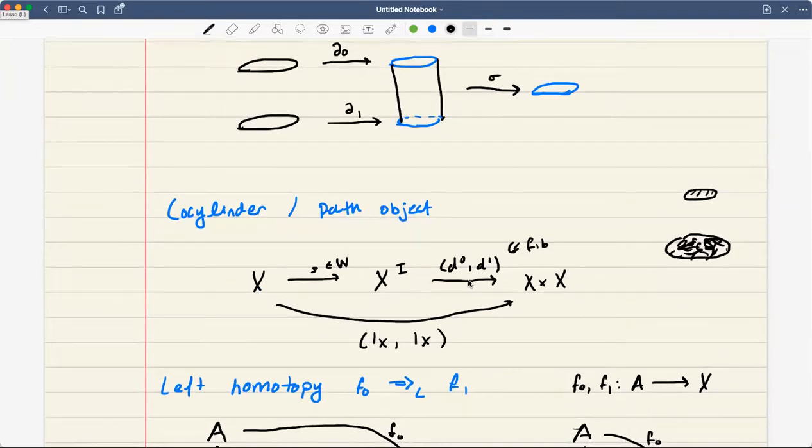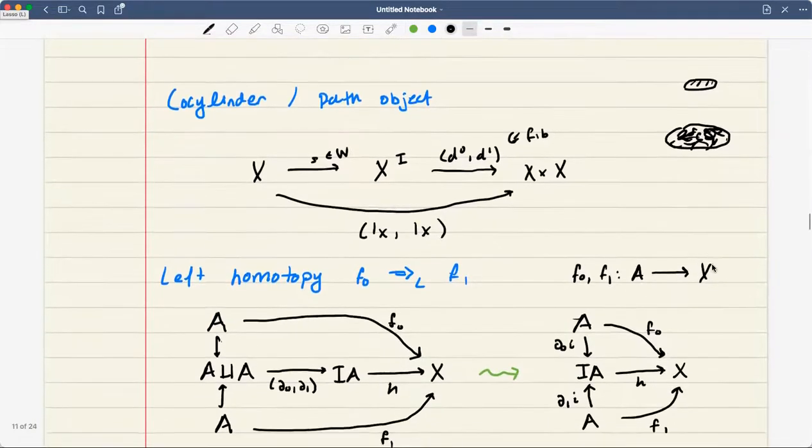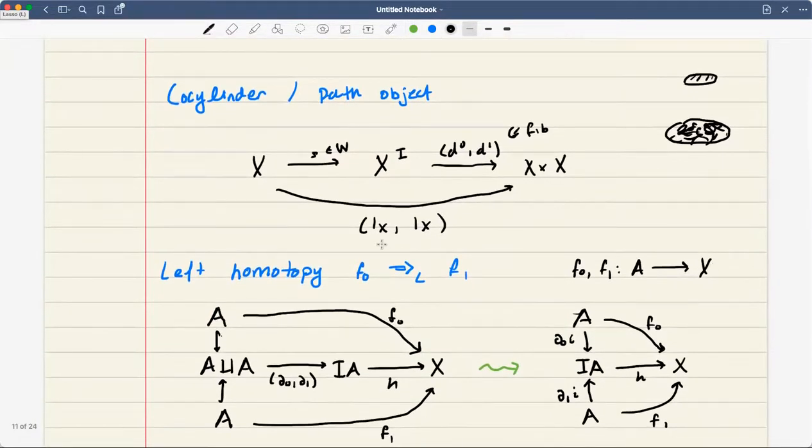Okay, so then dually you have your co-cylinder, which, if you were thinking about this topologically, would be the path space. I attempted to draw a path space and realized it was probably not very instructive.